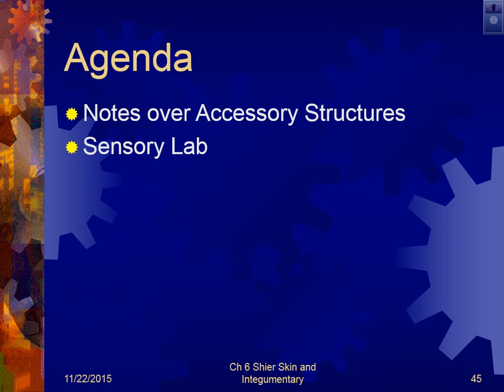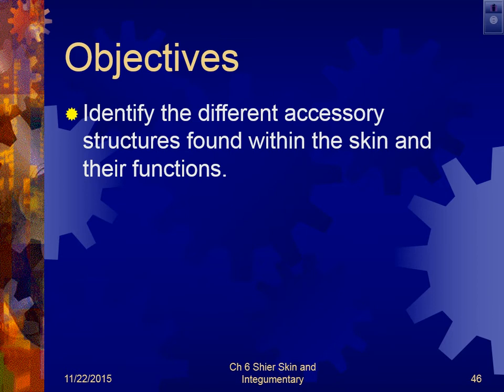So let's go ahead and start off with our notes. You guys want to open up to page 46 in your notebooks. We're going to look at the different accessory structures found within the skin, and we're going to identify their different functions and a couple different things about their structure. So again, open up your notebooks to page 46, and that's where we'll start with our notes.